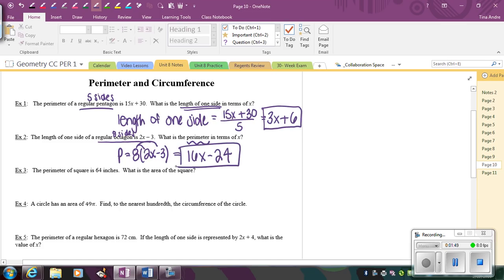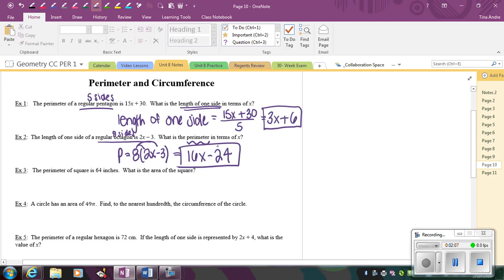So for example 1, if you wanted to, you could have used this perimeter idea: number of sides times the length of each side equals the perimeter. You could have plugged into that and solved, but it's probably easier just to think through it and say, okay, well, divide the perimeter by the number of sides.